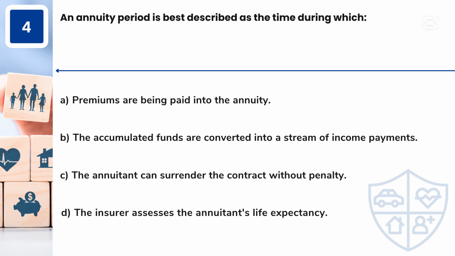Question 4. An annuity period is best described as the time during which A. Premiums are being paid into the annuity. B. The accumulated funds are converted into a stream of income payments. C. The annuitant can surrender the contract without penalty. D. The insurer assesses the annuitant's life expectancy.